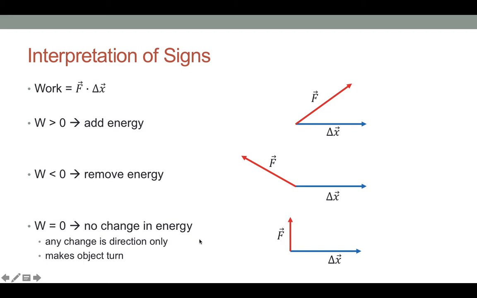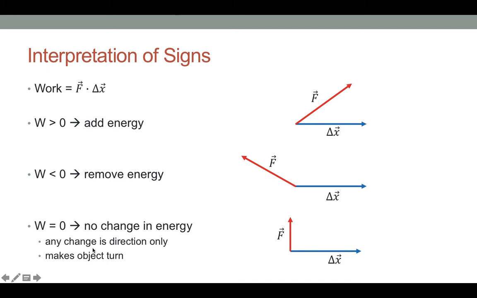Now we can remind ourselves that dot products can be positive, negative, or zero. So what does that mean? If the work is positive, so the dot product is positive, that means the force and the displacement are sort of in the same direction, or the angle between them is less than 90 degrees. That means the change in energy must be positive, or we're adding energy to the object. If the force and the displacement are sort of in opposite directions, so the dot product is negative and the angle in between them is greater than 90 degrees, that means the change in energy is negative, or we are removing energy from the object. If the dot product is zero, that means no change in energy is happening.